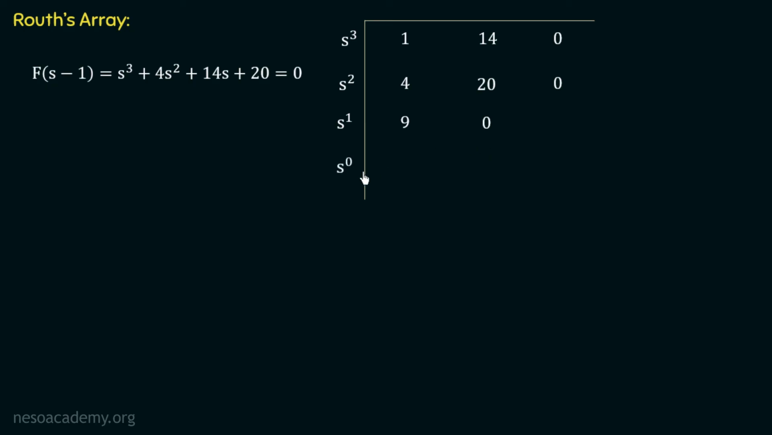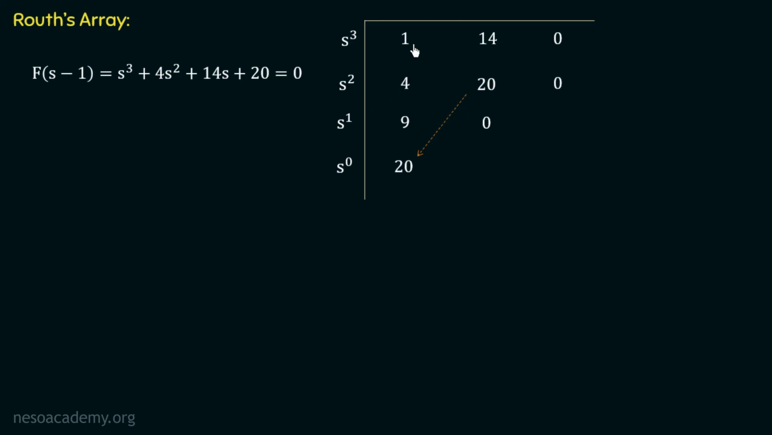Now moving on to the last row, which is the row of s power 0. This term in the last row will be equal to 20, because we know that if this term is equal to 0, we can directly copy this term to this row. Moreover, this term will be 9 multiplied with 20 minus 4 multiplied with 0 over 9. If we solve this, we will have this term as 20. We also know that the last term of the Routh array is the constant term of the characteristic polynomial, which is equal to 20. So this is the Routh array for the given characteristic equation.